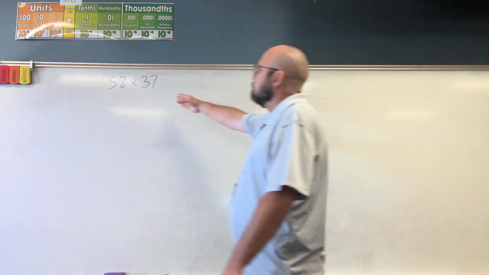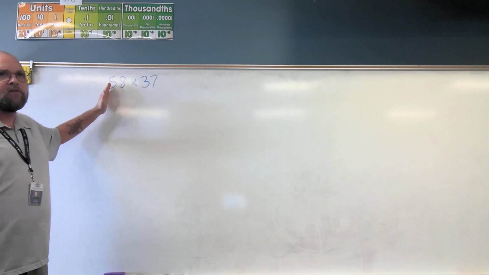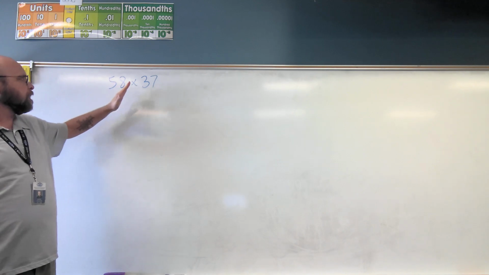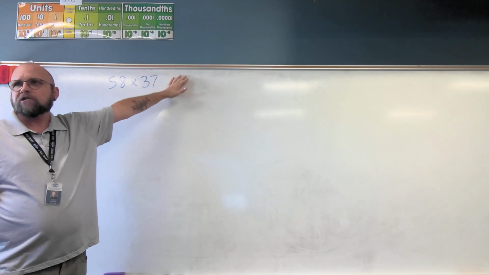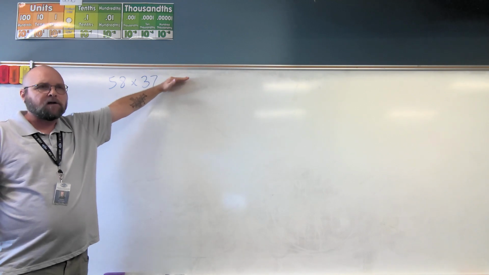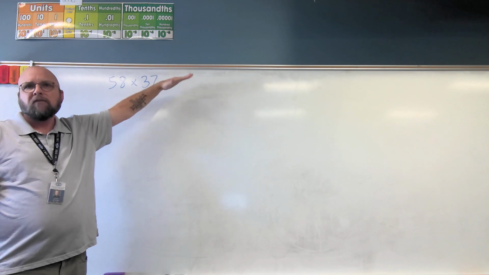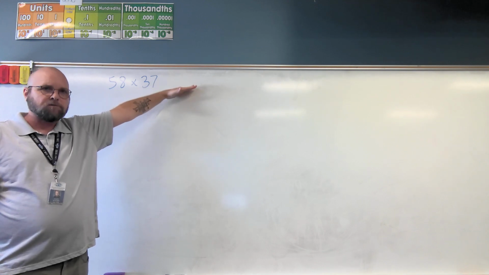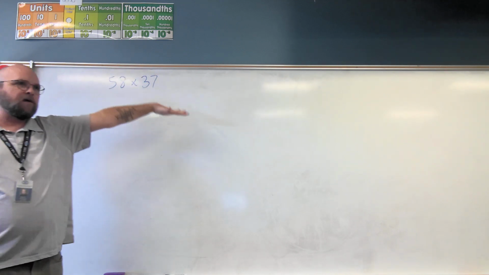So we have two factors. Factors are numbers you're multiplying together. My factors are 58 and 37. The answer to a multiplication problem is called the product. So if I ask you to find the product of two numbers, that means you're going to multiply those two numbers. Product is the answer to multiplication.